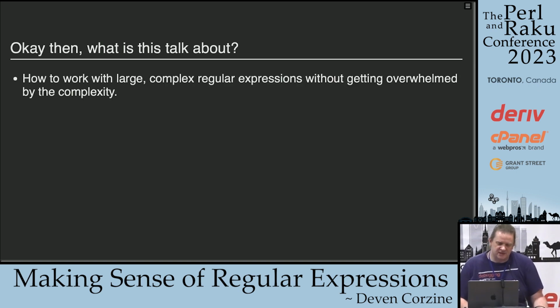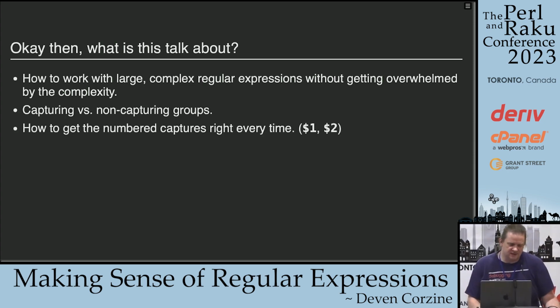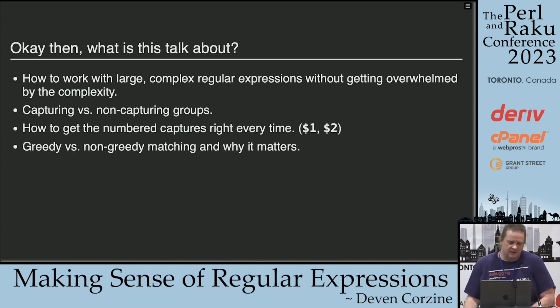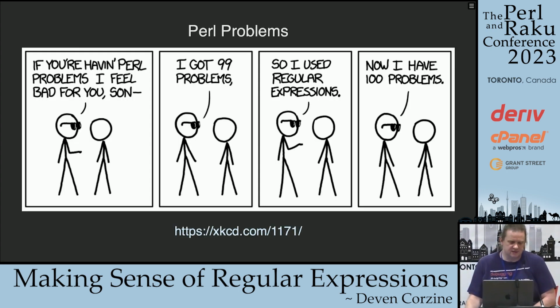How to work with large, complex regular expressions without getting overwhelmed by the complexity, capturing versus non-capturing groups, how to get numbered captures right every time, greedy versus non-greedy matching and why it matters, understanding the different uses of question marks, and then the obligatory XKCD comic here. So if you're having Perl problems, I feel bad for you, son. I've got 99 problems, so I use regular expressions, now I have 100 problems.